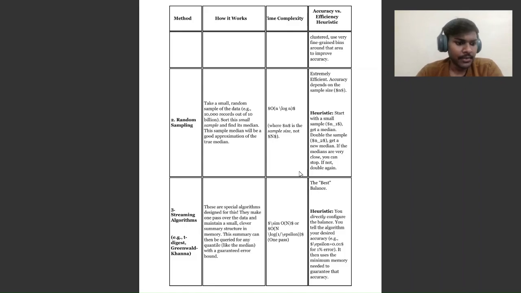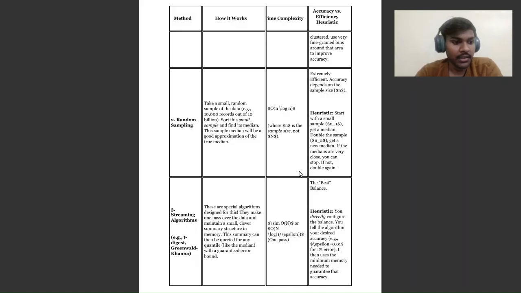Second one is random sampling. Take a small sample, that is a few thousand points, sort only the sample, and compute its median. This sample median is also very close to the true median. Sorting cost depends only on the sample size.